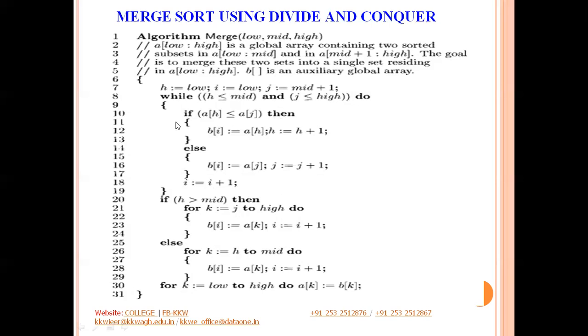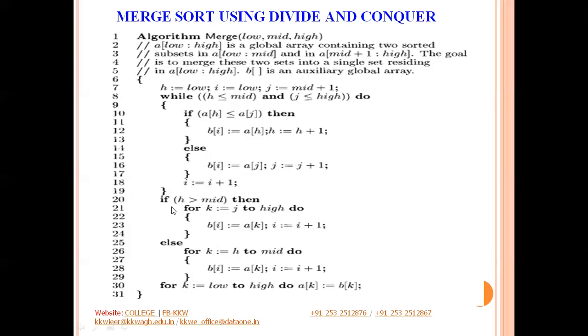Now this is about the while loop. When will we move outside the while loop? When either this condition is false or this condition is false, right? The first condition being false means you have already covered all the elements of the first list. The second condition being false means J has crossed high, so you have covered all the elements of the second list. That is what it indicates.